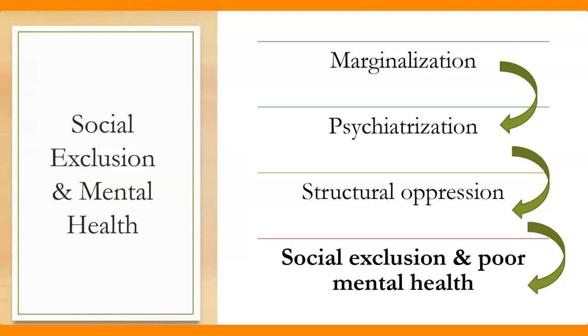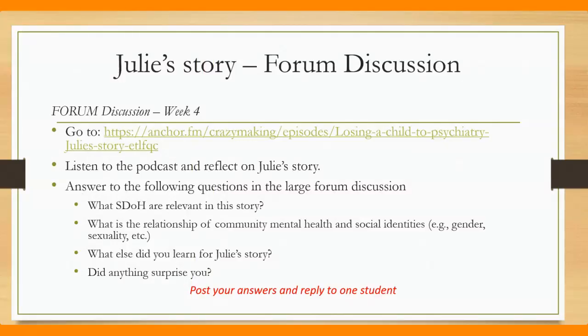All right, social exclusion and mental health. We've got the different levels that encompass social exclusion and poor mental health: marginalization, psychiatrization, and structural oppression. Okay, so let's put that all together and reflect on this.